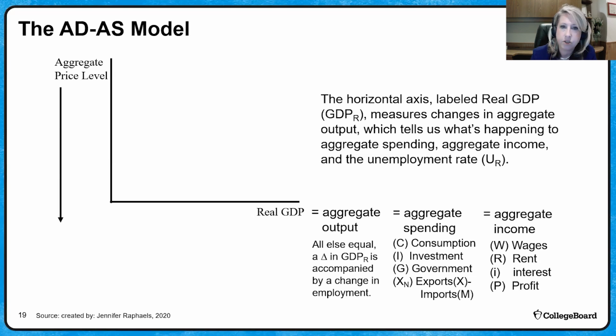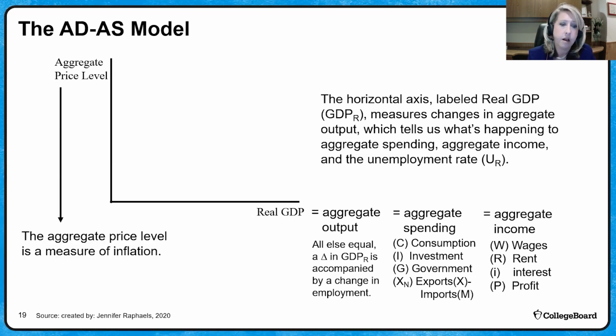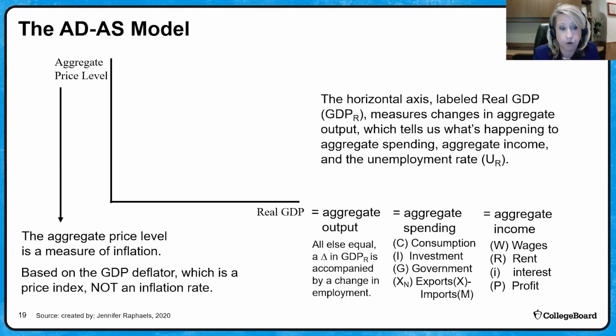But what is important to remember is that this is not actually the inflation rate. The aggregate price level is a measure of what's happening to prices, but we would need to use aggregate price levels and our rate of change formula to determine what's happening to the actual inflation rate. So save your inflation rate for other models. This is the aggregate price level.